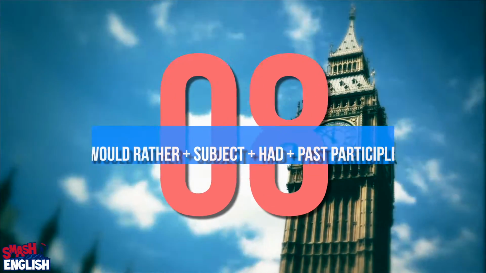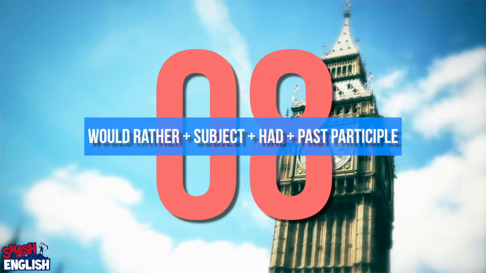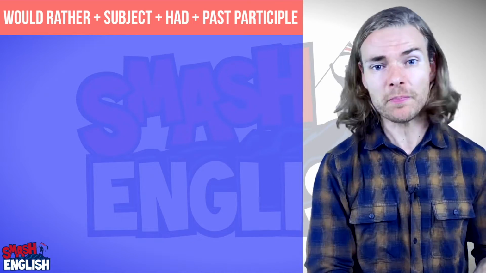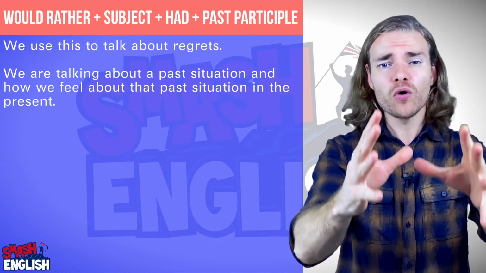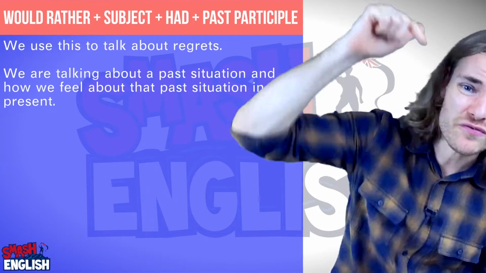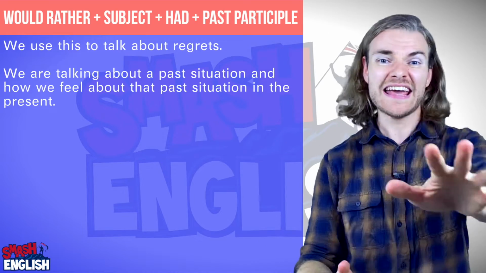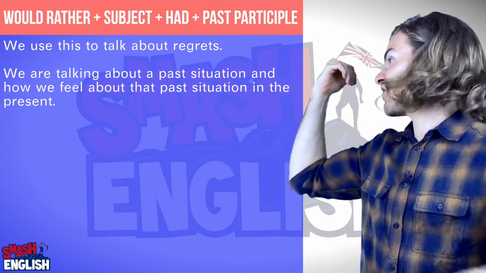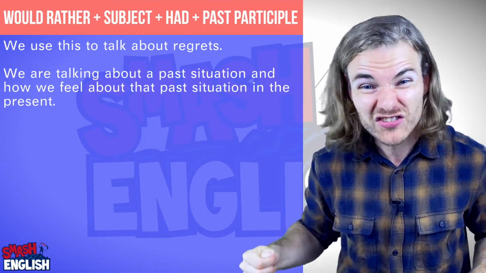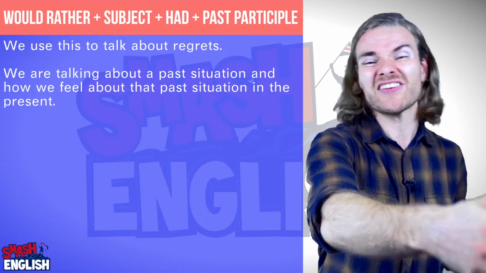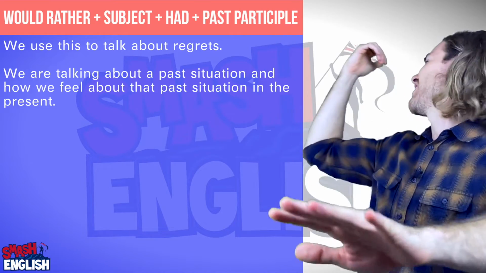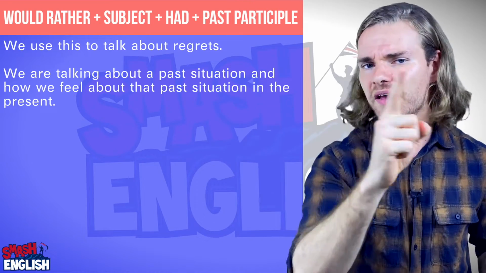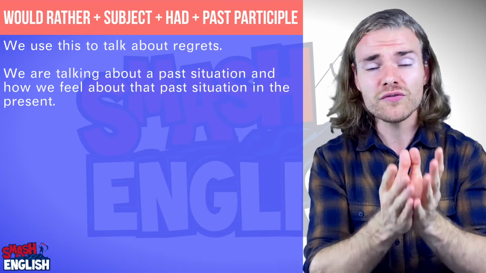Would rather plus had plus the past participle. We use would rather plus subject plus had plus the past participle to talk about regrets. So we're talking about a past situation and how we feel about that past situation in the present. Remember, we use would rather plus have plus the past participle to talk about a past situation and how we felt during that past situation. On the other hand, we use would rather plus subject plus had plus the past participle to talk about a past situation and how we feel about that situation in the present. There's a big, big difference there, so please do not confuse the two.